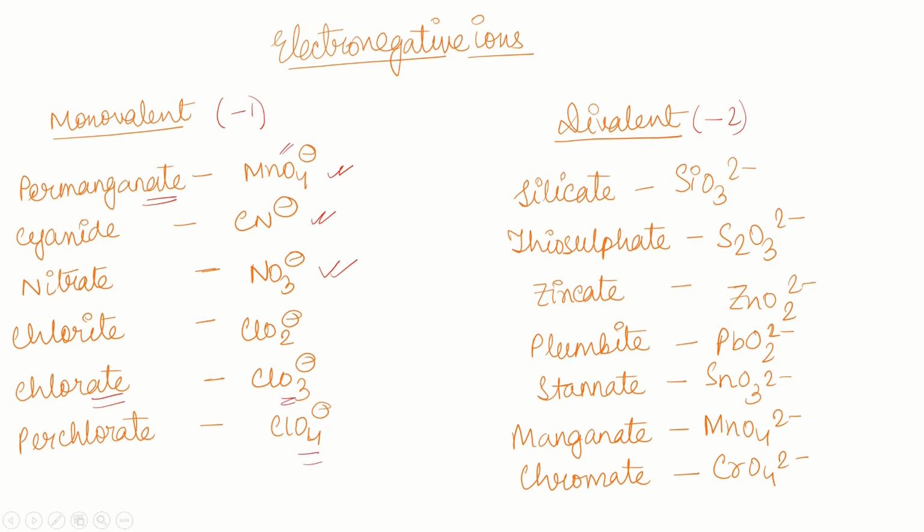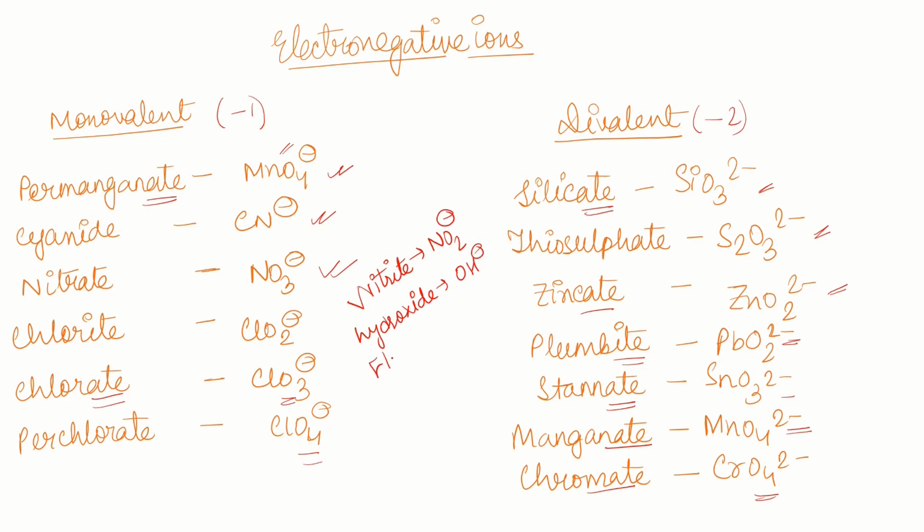Perchlorate ClO4 -1. Divalent ones: silicate SiO3 2-, thiosulfate S2O3 2-, zincate ZnO2 2-, plumbite PbO2 2-, stannate SnO3 2-, manganate MnO4 2-, chromate CrO4 2-. Also add over here nitrite, these are also quite common, NO2 -1, hydroxide, which is having hydrogen and oxygen along with them, OH -1, monovalent, and fluoride. Fluoride is F-.